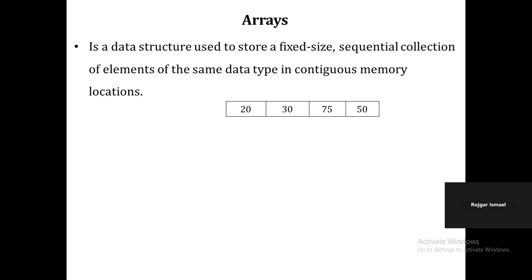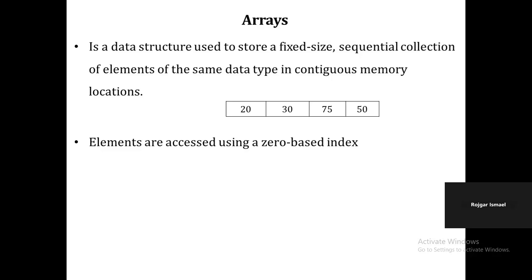It means in the array we are dealing with a group of data, and this group of data we can access individually, each element, or we can deal with it as a group of data. But the condition is the data should be of the same data type.